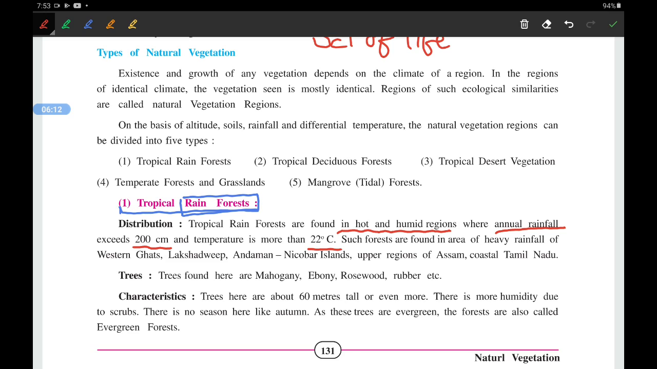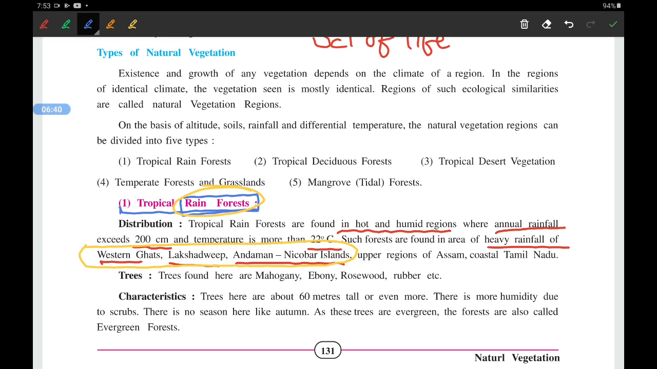Such forests are found in areas of heavy rainfall of Western Ghats, Lakshadweep, Andaman and Nicobar Islands. So these are some of the areas where you can find this. All these areas mentioned here are near the equator, on the southern side of India, and that's why the tropical rainforest will be more in those areas.